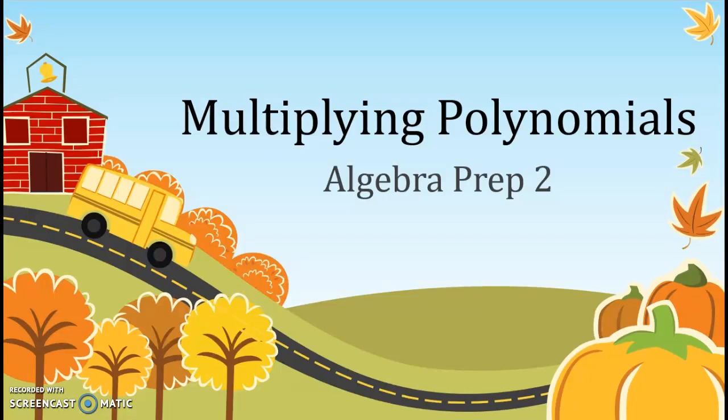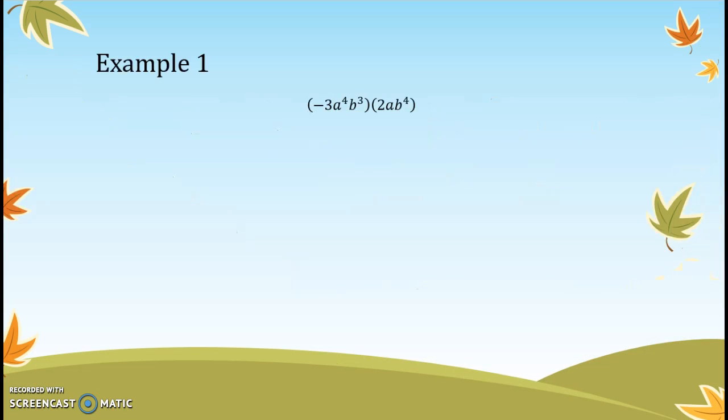Today's lesson in Algebra Prep 2 is on multiplying polynomials. Our first example here is negative 3a to the fourth b cubed times 2ab to the fourth. This is a monomial times a monomial. So notice there's no adding or subtracting together. So don't try to FOIL or do anything crazy that I've seen students do in the past.